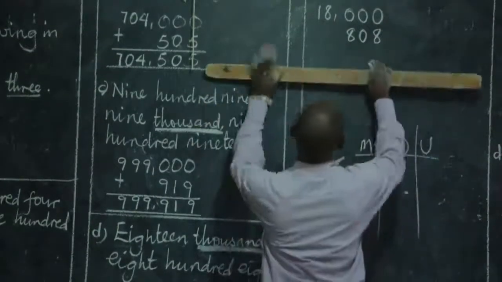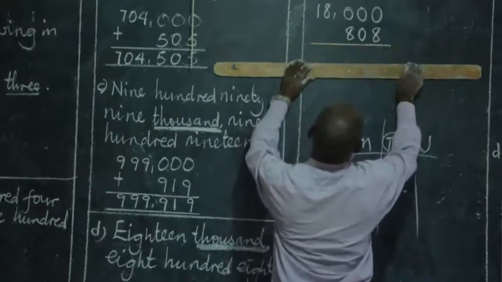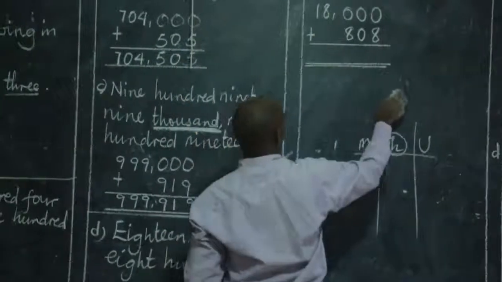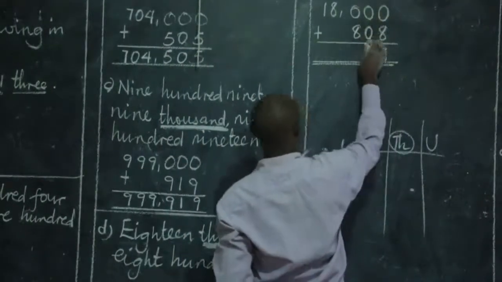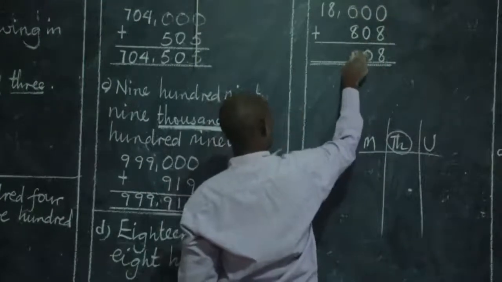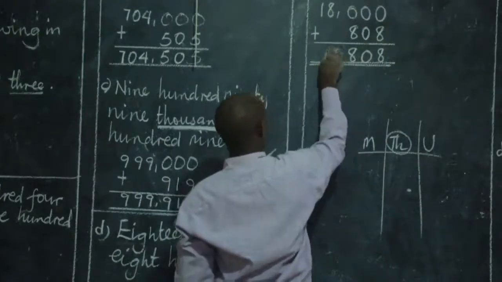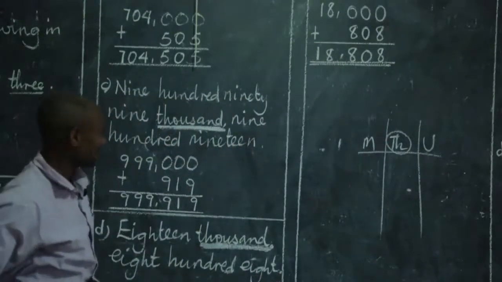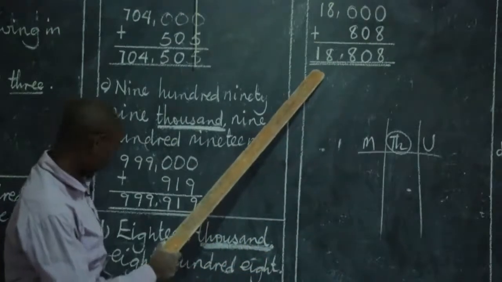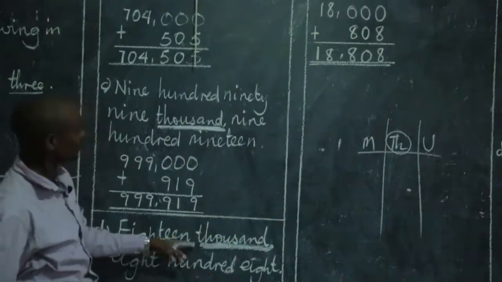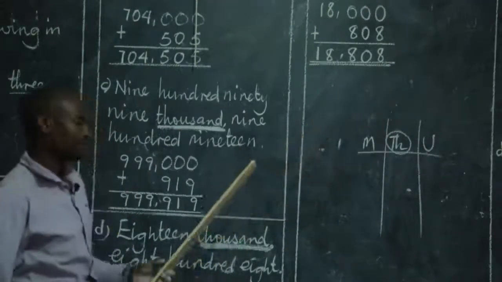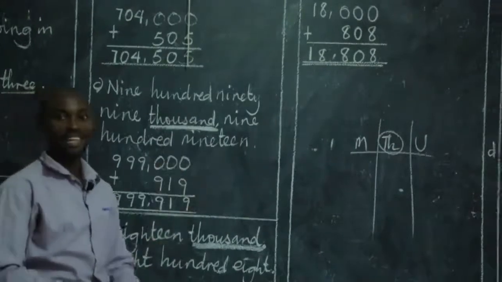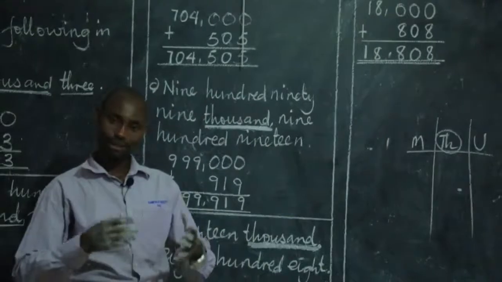Then we add. So here we have 8. Here we have 0. Here we have 8. Here we have 8. Then here 1. So before I go away, I am supposed to confirm by reading it again. So this one is 18,000. Do I have 18,000 here? Yes. 808.